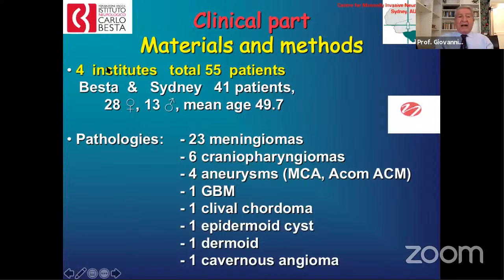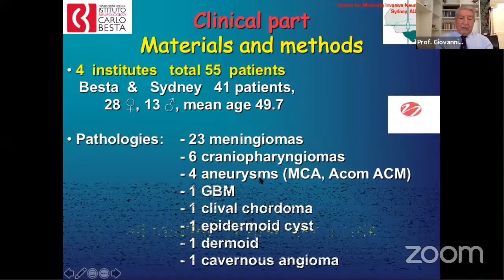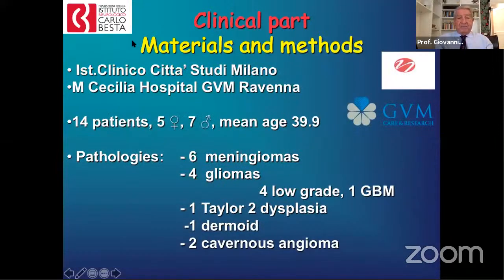This is our series coming from the Besta and Sydney, 41 patients. This is the type of pathology. You see again, meningiomas are the majority, but also some epidermoid or dermoid cysts and some glial tumors. And we have 4 aneurysms. I will show you one case. And this is the other series, my particular series, because that was done by myself, while the other was done by the team. And you see here that we have, again, meningiomas, gliomas, and dermoid and cavernous angiomas.